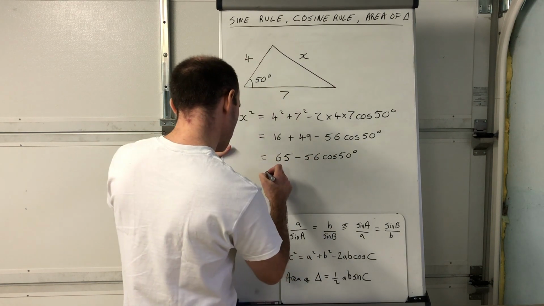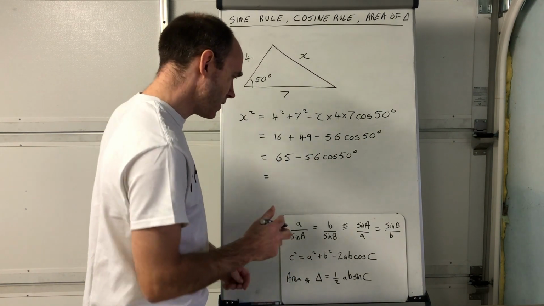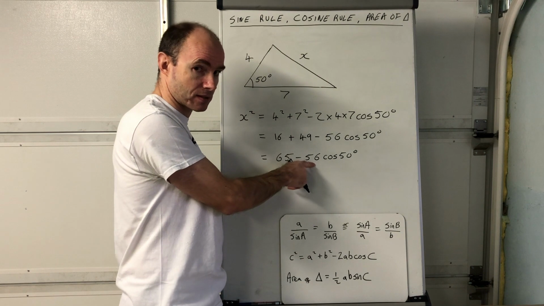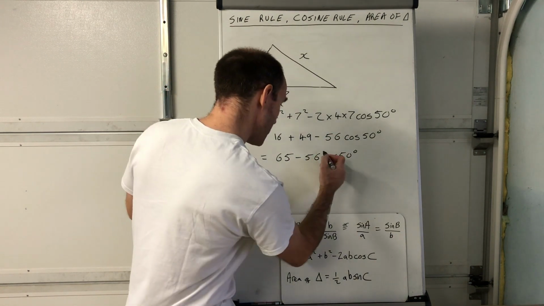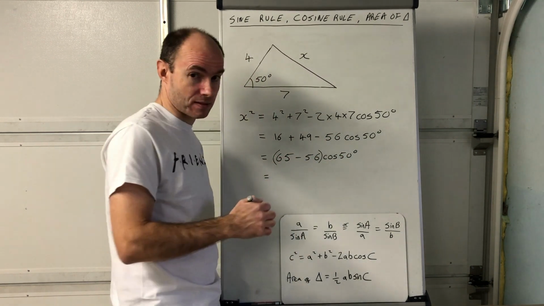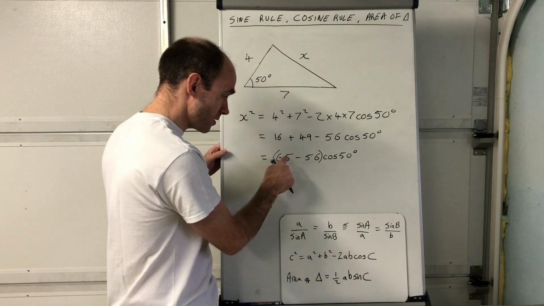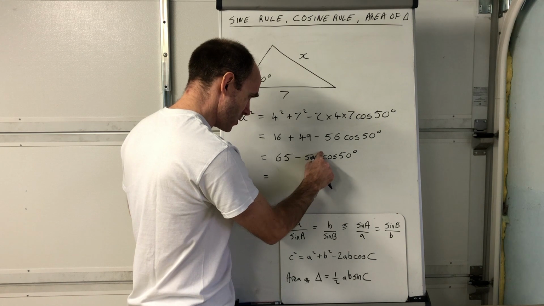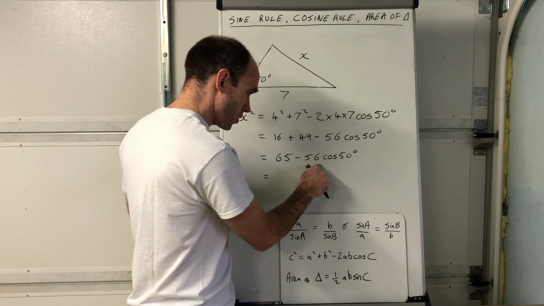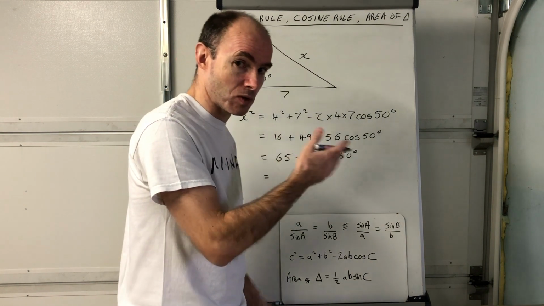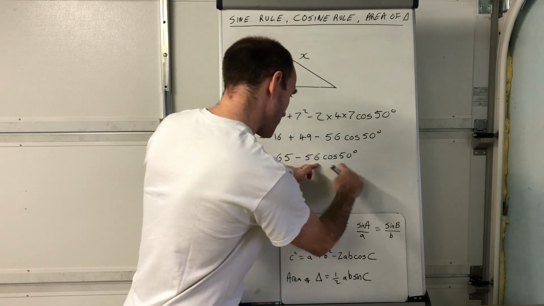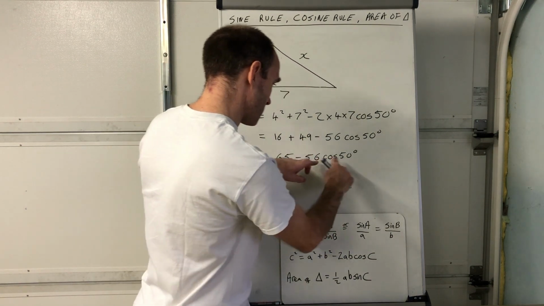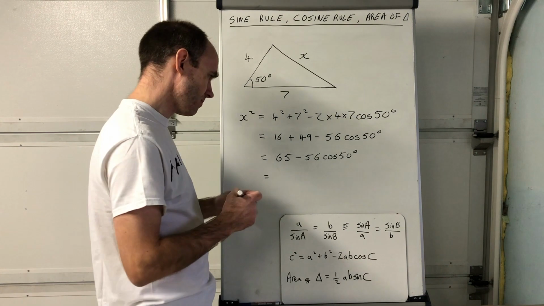Okay, now be careful because you cannot do 65 subtract 56. Okay, the reason is it's not written in brackets like that. If it was written in brackets like that, then you do 65 subtract 56, but because the bracket's not there, remember the order of operations. You do multiplication first before you do addition and subtraction, which means you've got to work out that and then do 65 subtract that. Okay.